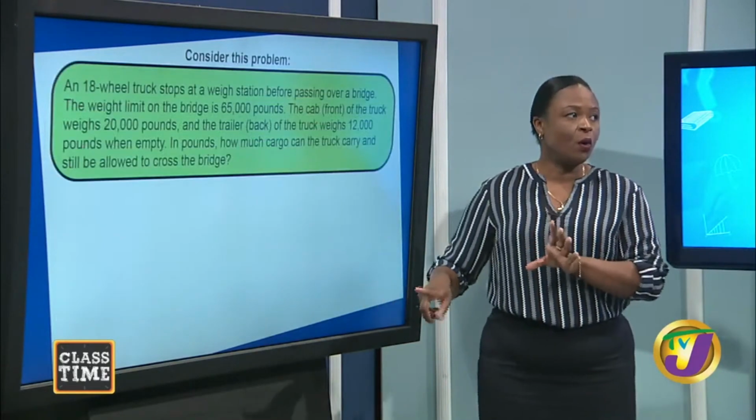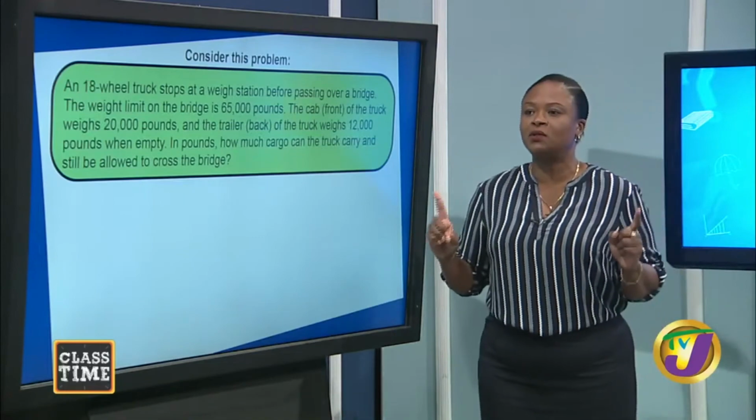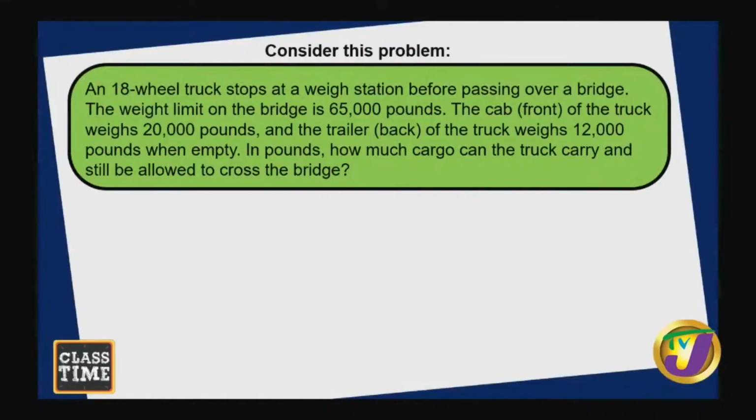Now, before we go, we have one problem to consider to see how inequalities are actually used in our lived examples. Here we have an 18-wheeler truck that stops at a weighing station to see how heavy the truck is as it passes over the bridge. The limit on the bridge is 65,000 pounds. The front of the truck weighs 20,000 pounds, and the trailer at the back is 12,000 pounds when it is empty. In pounds, how much cargo can the truck carry and still be allowed to cross the bridge?